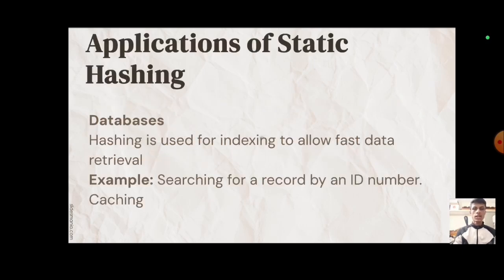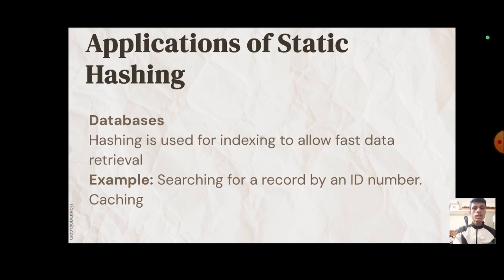Application of static hashing. Coming to the application parts, static hashing is used widely in many areas. The first one is databases. Hashing is used for indexing to allow fast data retrieval. Example, searching for a record by an ID number.